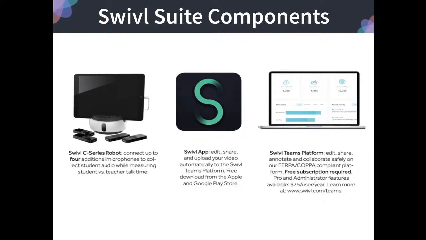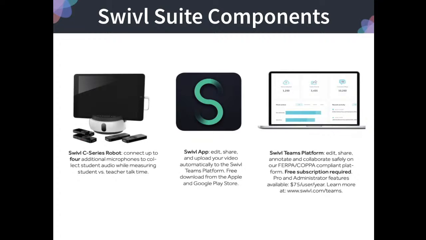Next, you have your Swivl app, which will have to be downloaded in order for the robot to actually function like it's supposed to. And then, depending on if your school purchased the Pro, you have the Swivl Teams platform. That is a platform with the capability of recording and editing videos inside of Swivl itself. So, not sure what schools actually paid for that Pro, which was $75 per user for a year.